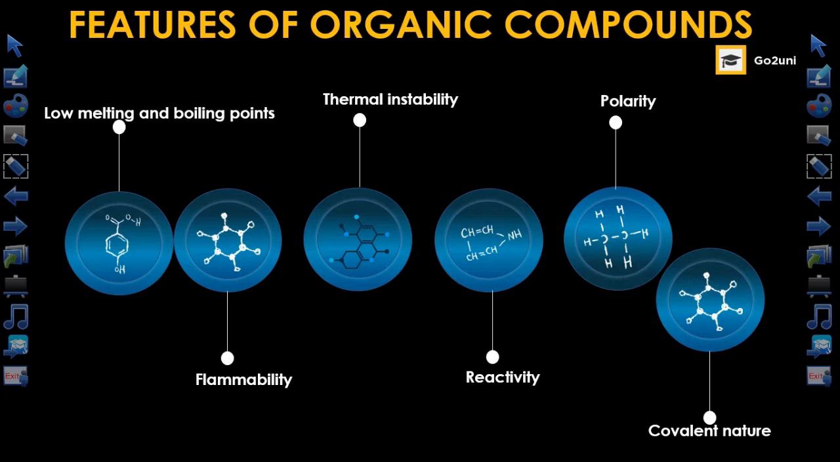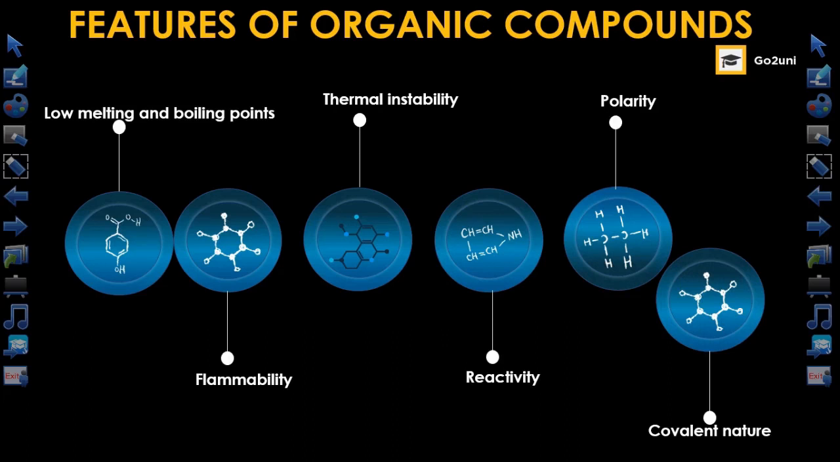Organic compounds are also thermally unstable. That is to say, they are characterized with thermal instability. What do we mean by thermal instability? By thermal instability, we refer to the inability of the compound to stay under intense heat without breaking down. Most organic compounds, when they are subjected to heat, break down, they decompose to give smaller organic compounds. That is what we refer to as thermal instability.